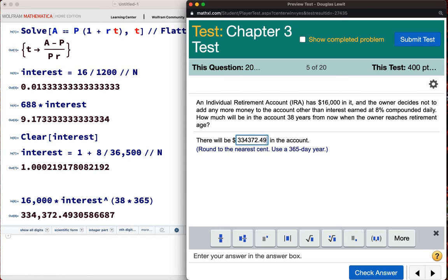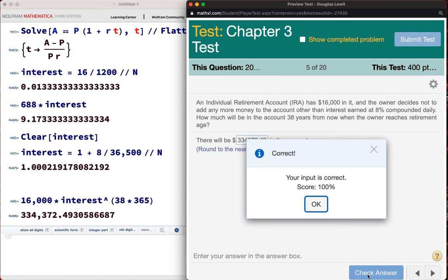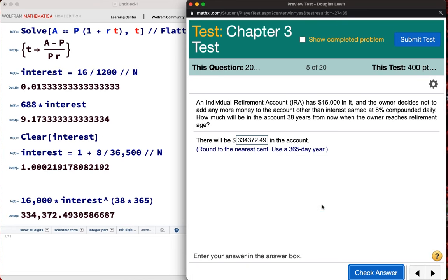$334,372.49. Your input is correct. Score 100%. Okay. Let's move on to the next problem.